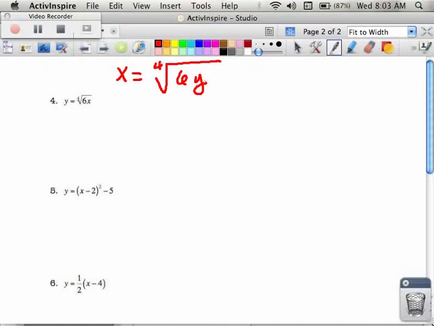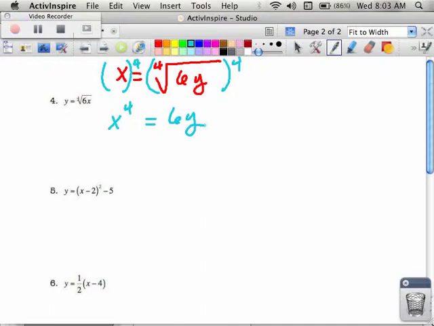In order to get rid of a 4th root, same kind of idea, we're going to raise both sides to the 4th power. And the reason we're doing that is a 4th root and a 4th exponent are inverses of each other. They undo each other. So now I have x to the 4th on the left, and the 4 for the power in the blue and the 4 for the root in red cancel each other out or undo each other. And that gives me just 6y.